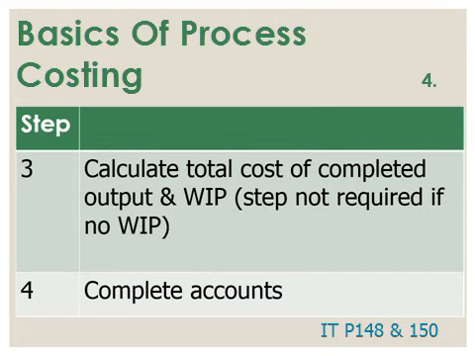Step 3. Calculate the total cost of the completed output and work in progress. This step is not required if there is no work in progress. Step 4. Complete the accounts. Complete the process account and write up the other accounts that are required.